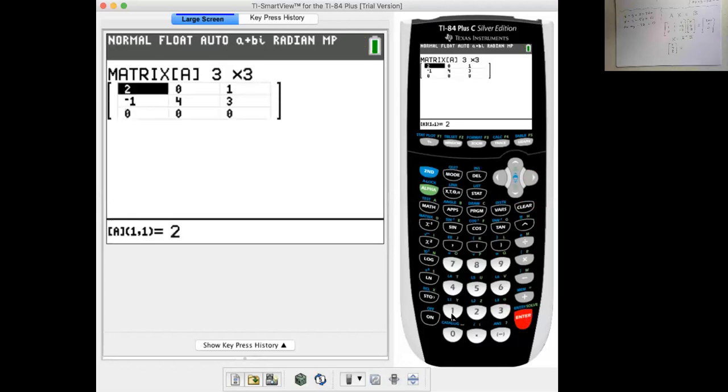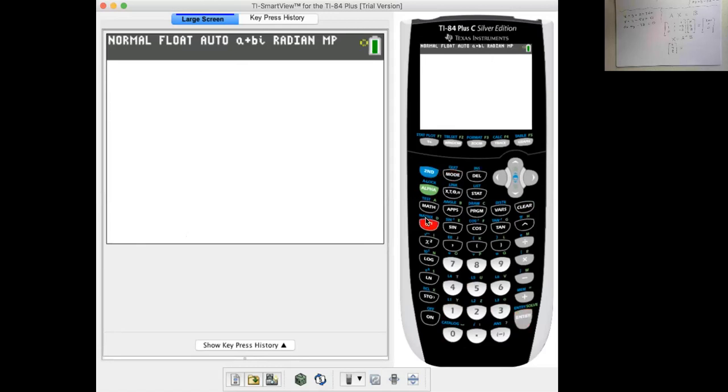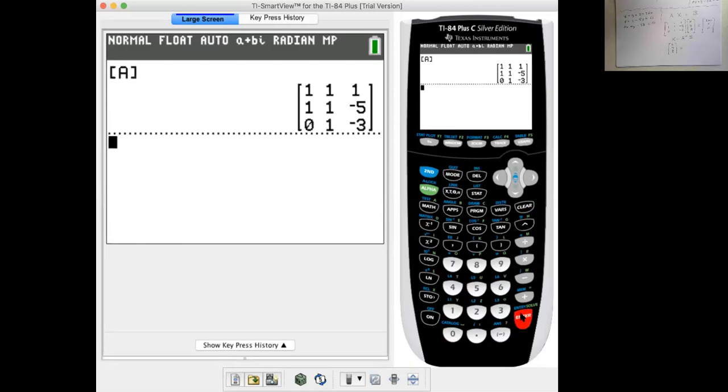First row is 1, 1, 1, enter, 1, enter, 1, enter. Second row is 1, 1, negative 5, 1, enter, 1, enter, negative 5, enter. And the third row is 0, 1, negative 3, 0, enter, 1, enter, negative 3, enter. So I hope I put that in correctly. I always like to check. Second matrix, A, enter. And we see 1, 1, 1, 1, 1, negative 5, 0, 1, negative 3.